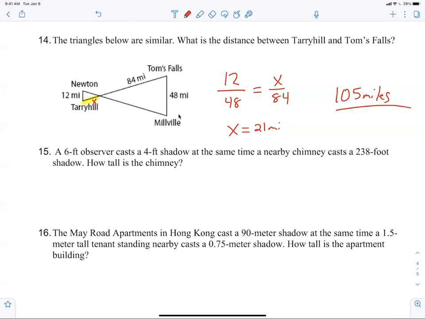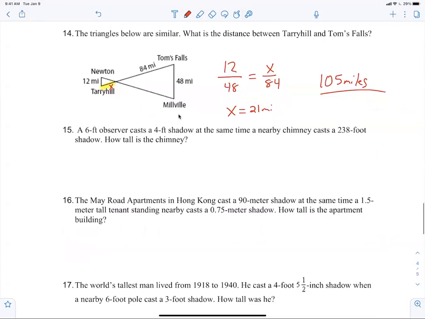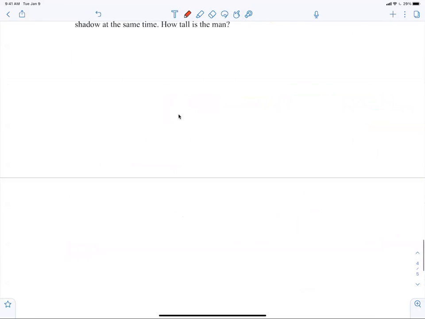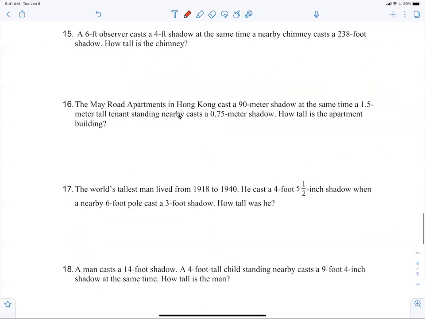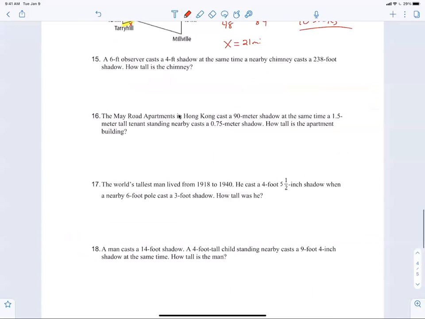All right, anybody have any issues with that? Okay, so what I want to do now is 15, 16, 17, 18, four more problems. All right, that's your homework. Four problems. Get it done right now. I want everybody to try it on your own.